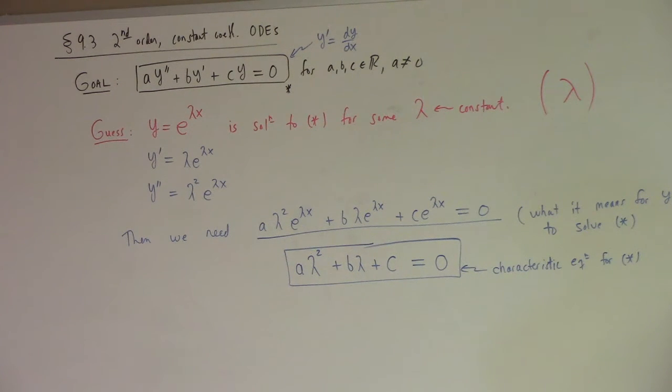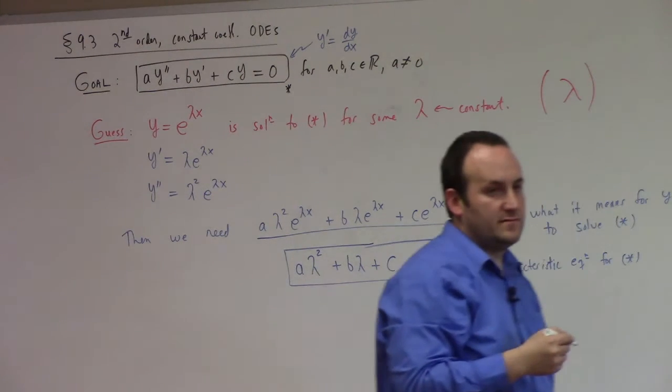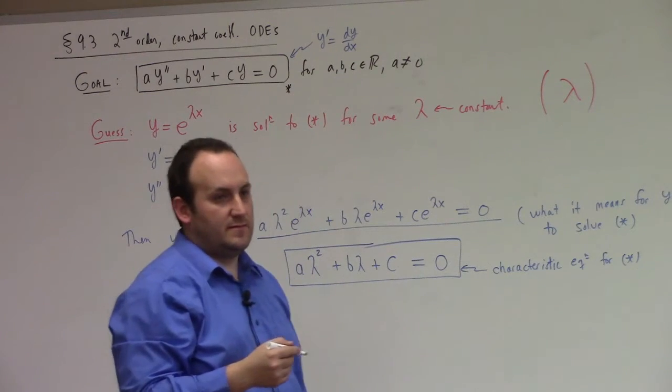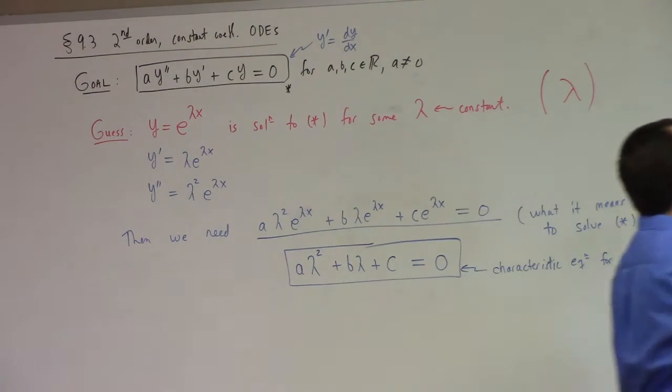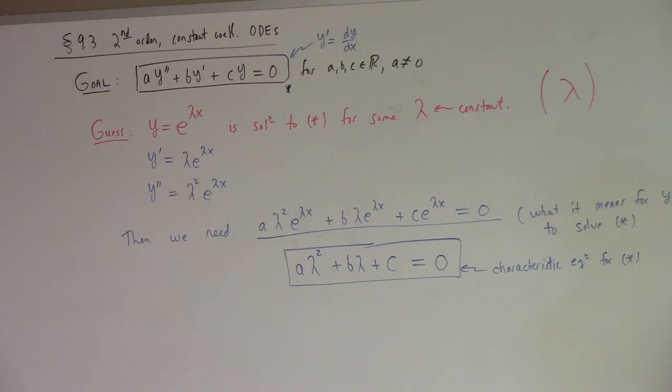Solve y'' + 3y' + 2y = 0. So following what we just did, I write down the characteristic equation: lambda squared plus 3 lambda plus 2 equals 0. How do we solve quadratic equations? Factoring, right? Or completing the square. That's the best way. Plus 2 lambda plus 1.